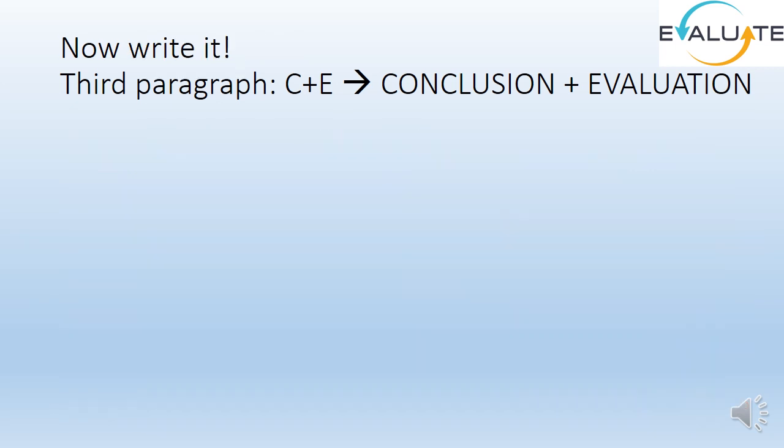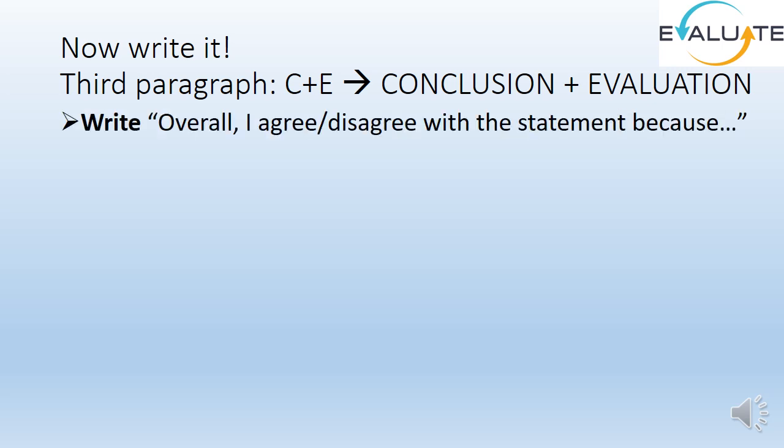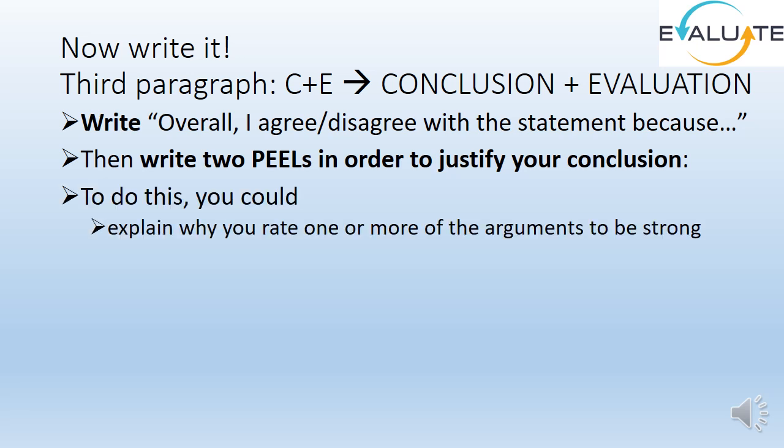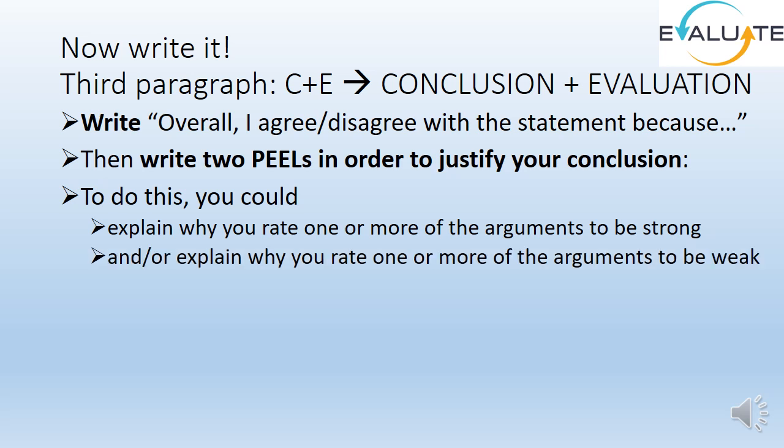And you turn those ratings into evaluation in written form, into prose. So a sentence starter for the third paragraph might look something like this. Overall, I agree or disagree with the statement because. Or concluding, I agree or disagree with the statement because. And then you do 2 appeals to back up, justify your conclusion, make your case. So you do this in the way that I've explained a second ago, but you could be doing something like this. Explaining why you rate one or more of the arguments to be strong. Explain why you rate one or more of the arguments to be weak, or you could do both of those things, one after the other.